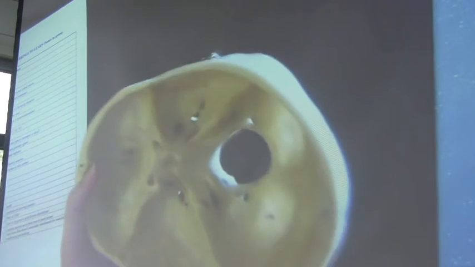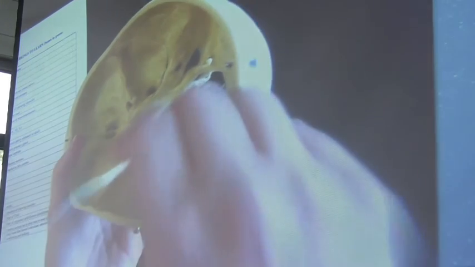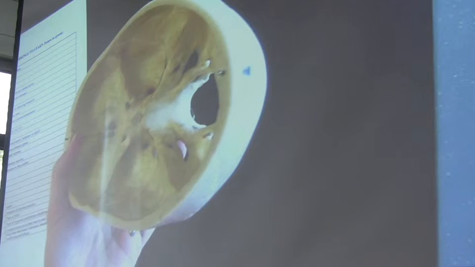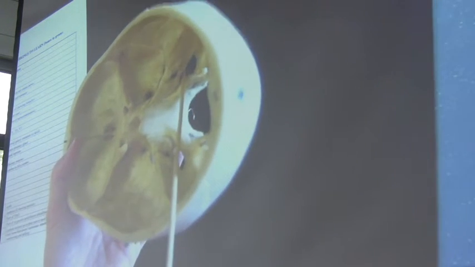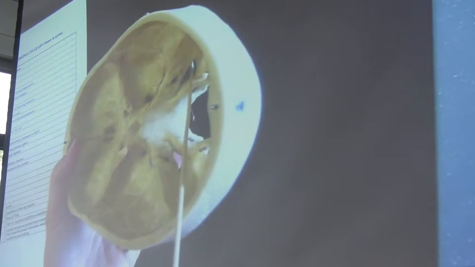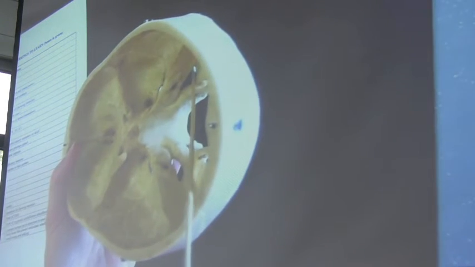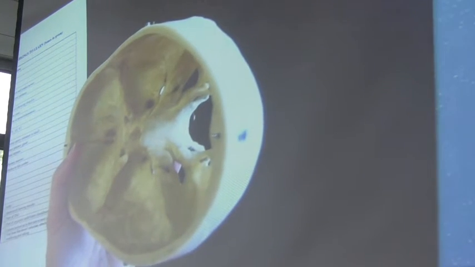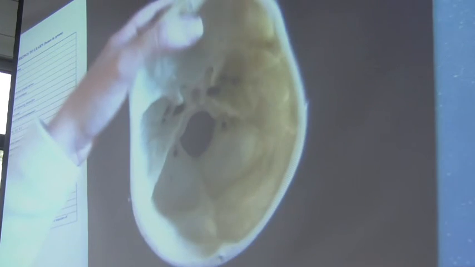And then from this angle, here's the foramen magnum. And look, there's that huge hole. It's really big. Not as big as the foramen magnum, but pretty big. That's the jugular foramen. What blood vessel do you think passes through there? The jugular vein passes through there.